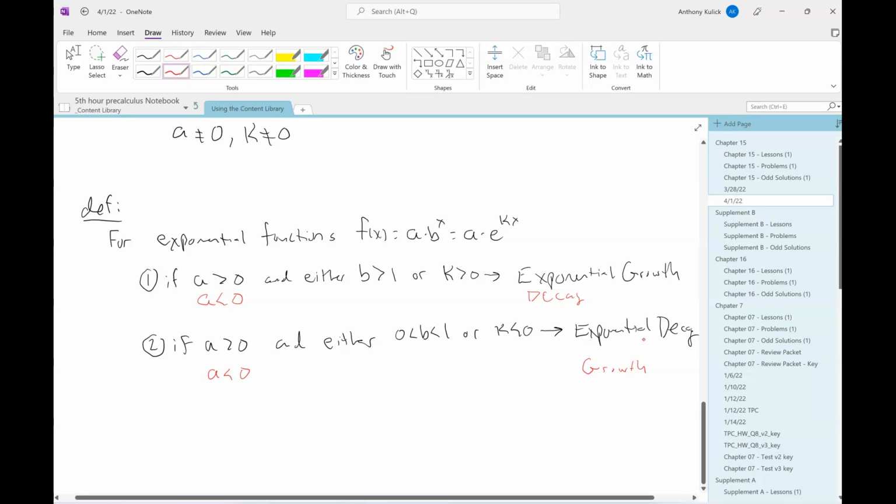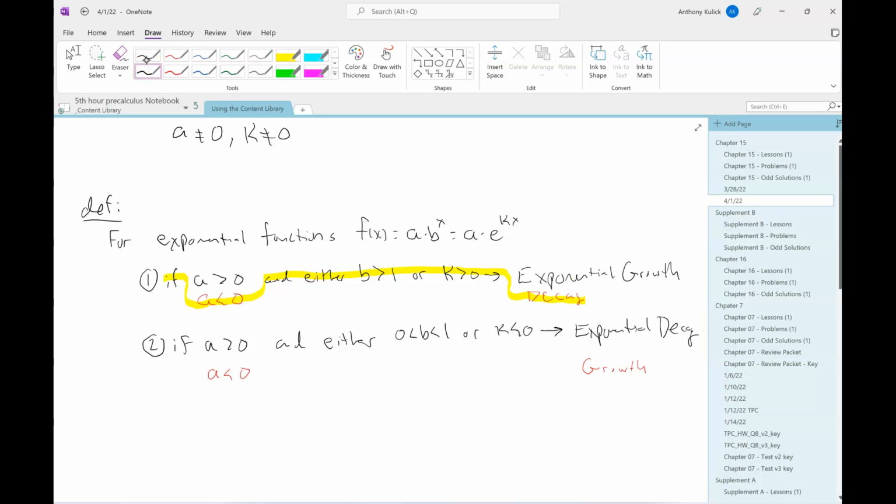You guys get what I'm saying there with how I wrote that? I just don't want to copy it all over again. So in red, it would say, like, if a is less than 0 and either b is greater than 1 or k is greater than 0, then that's exponential decay. Right? That's kind of how I read it. You get what I'm saying? The way I wrote that? I just don't want it to be confusing and not have to write another million sentences. You know what I mean? Okay.